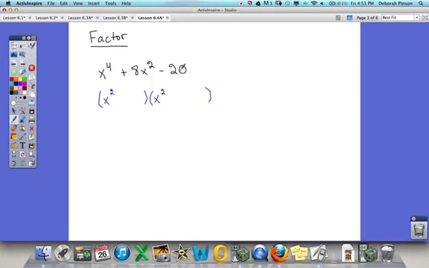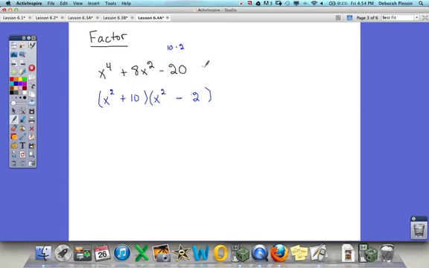I'm going to look for something that multiplies to 12 and adds up to 8, and I think I can use 10 and 2. Okay, now I want a positive 8, so I'm going to make this positive, this one negative. Okay, now if I just ask you to factor, we're done.